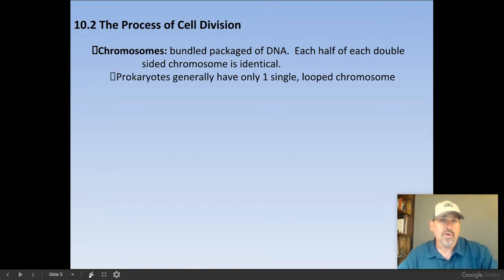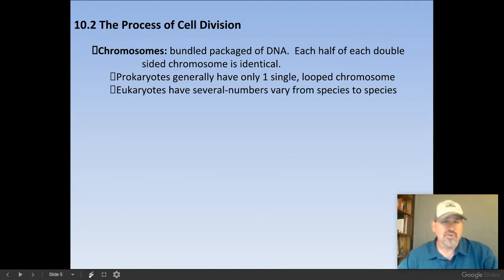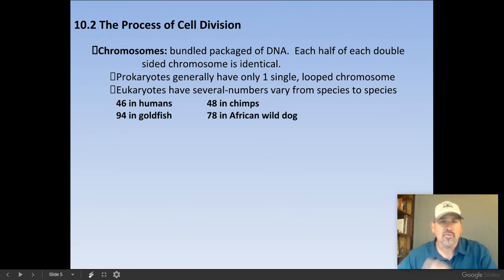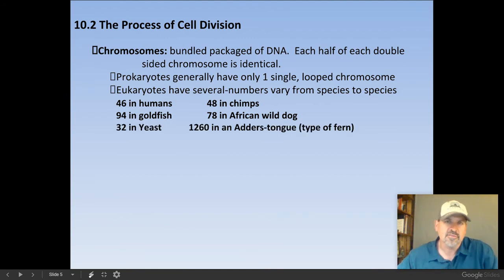All right, so we know from chapter 20, prokaryotes, bacteria, generally only have one single looped chromosome. Eukaryotes, remember these are creatures that have their DNA in a nucleus, so you are a eukaryote, have chromosome numbers with a lot of variation. Our number is 46. Nothing special about that number, other than that's the number that you need to know. 48 in chimps, 94 in goldfish, 78 in African wild dog. These are just some random different species that we put up there with different numbers.